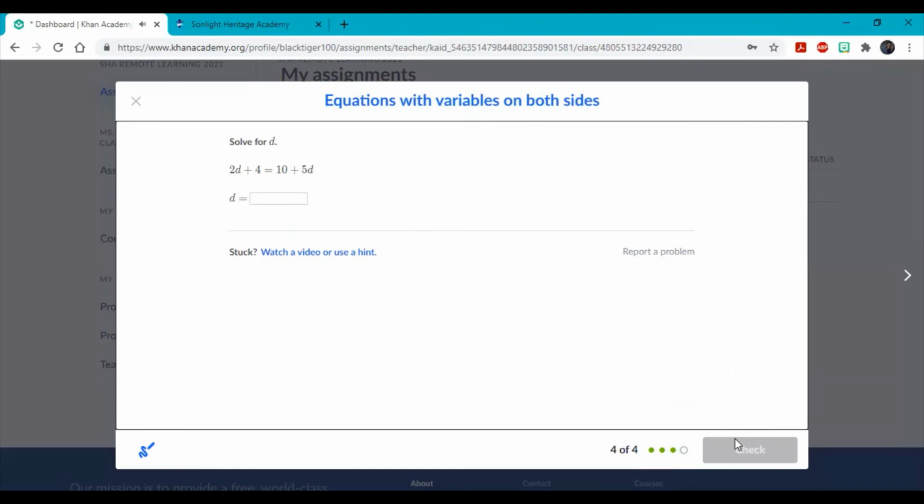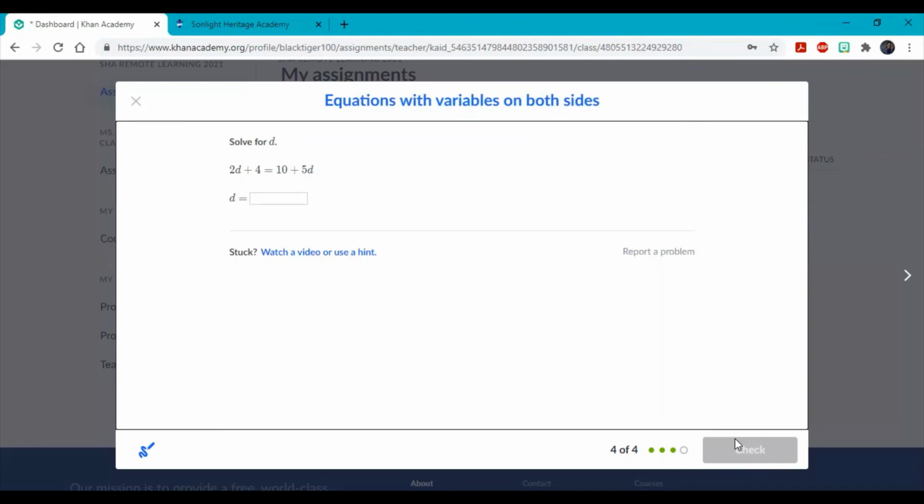Okay, let's do our last question, question 4. By now you should be pretty good at writing these down. So let's write that down now. I won't even give you a timer for this one. 2d plus 4 is equal to 10 plus 5d. And we're solving for d. So again, 2d plus 4 is equal to 10 plus 5d, solving for d.